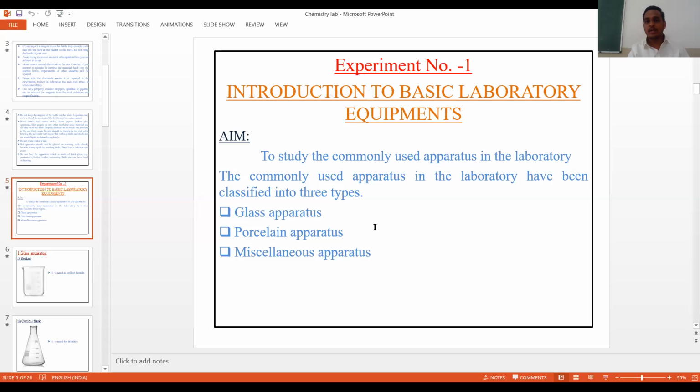And this completes the first experiment of your chemistry practicals. I hope you people have understood.